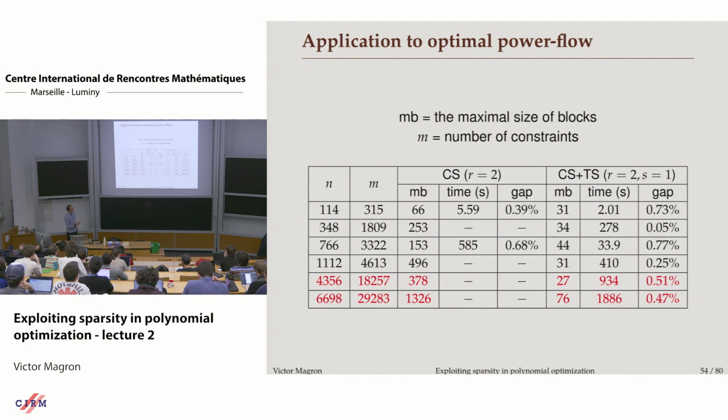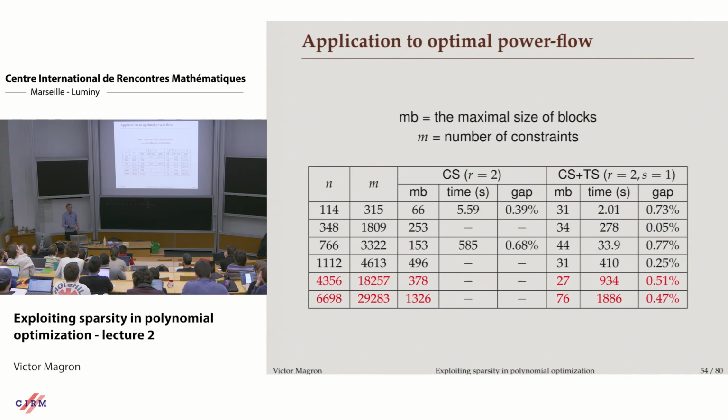If you apply just correlative sparsity, you have some blocks of size more than 60. If you do the combination, then you divide the size of the block by 2, so also the computational time. But here you see that the bound is less accurate, so the gap increases. This is also something that we have here on this benchmark where correlative sparsity works, so you have a higher gap. But then for the other problems, you can't do anything even after applying correlative sparsity. So you don't have the choice. And here we are lucky.